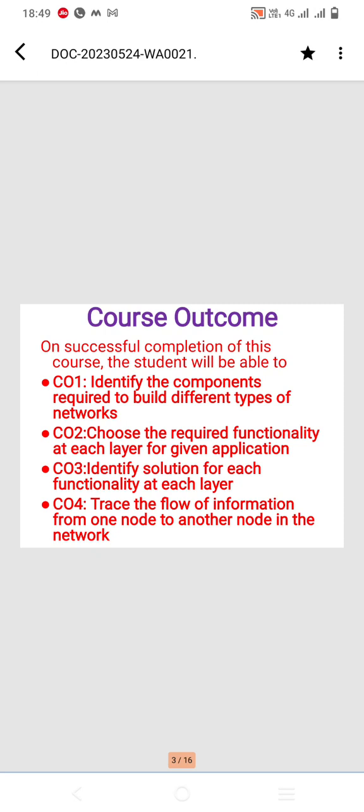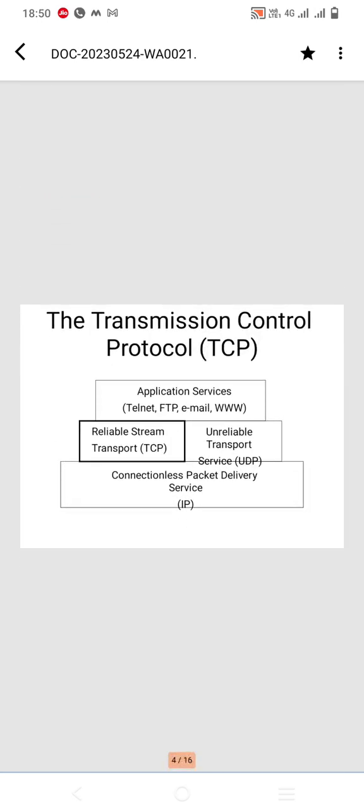Fifth, understand and differentiate the various unicast and multicast protocols for routing data, and sixth, code the various utilities of the application layer and identify the functionalities. Now let us see what is meant by TCP.